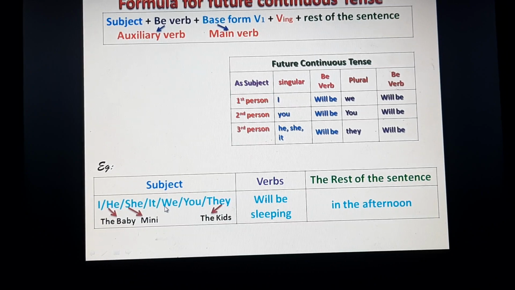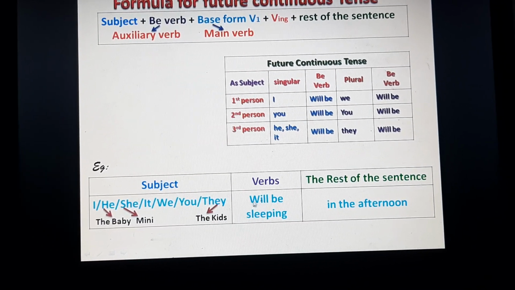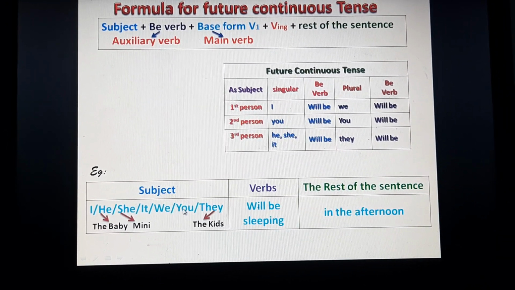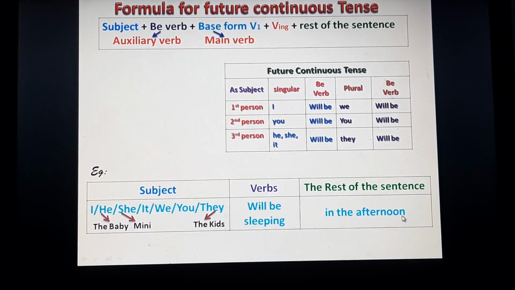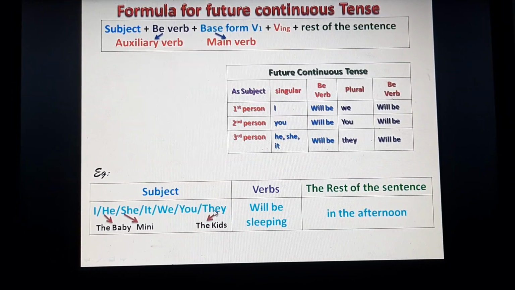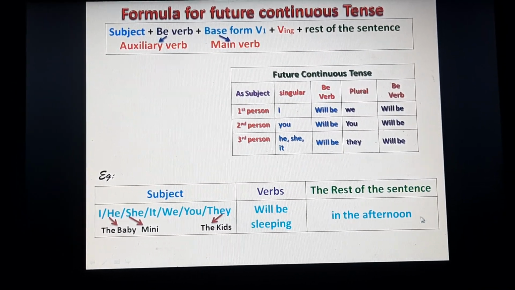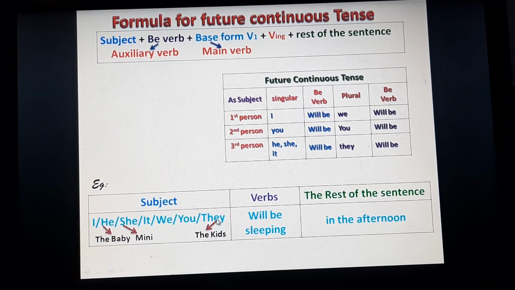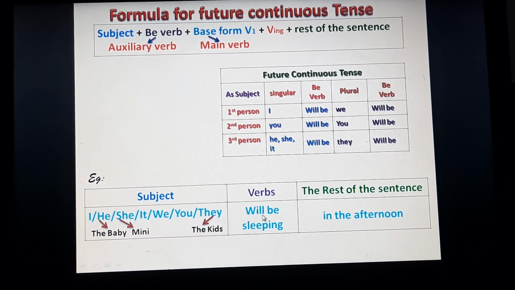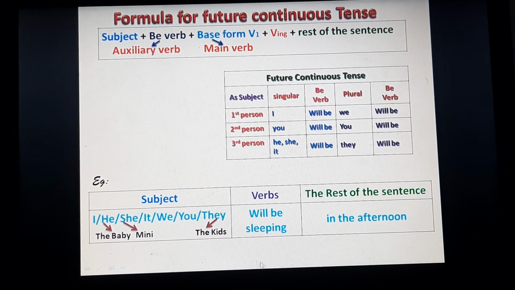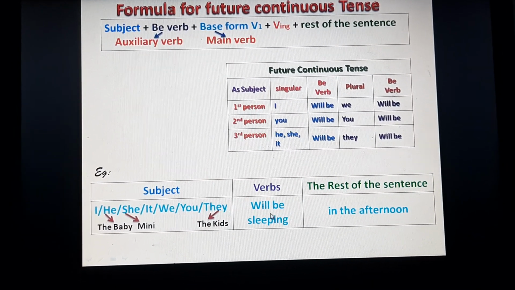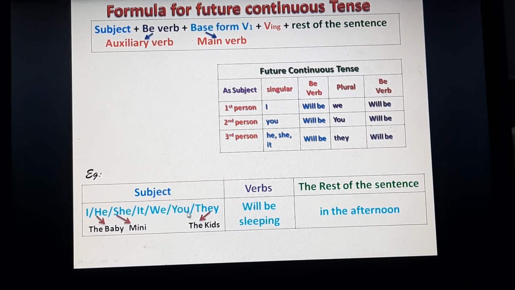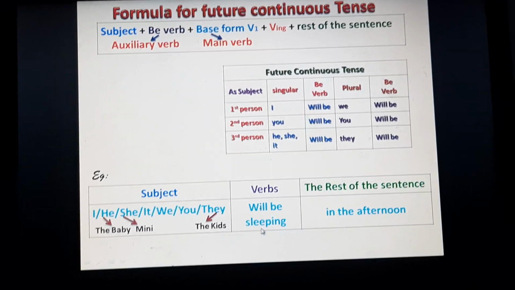Now, we is first person plural. We will be sleeping in the afternoon. You, second person singular and plural, will be sleeping in the afternoon. They, third person plural, they will be sleeping in the afternoon. Now we can substitute the kids for third person plural. The kids will be sleeping in the afternoon. So what do we see here? That the auxiliary verb will be is common for all persons and both singular and plural number.